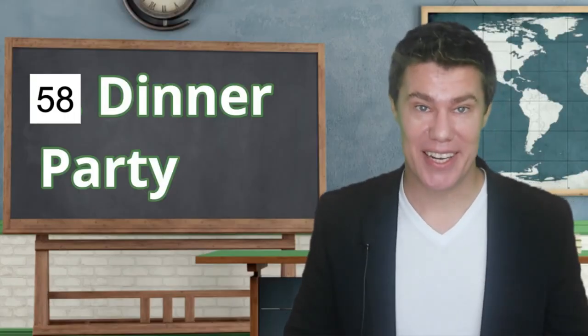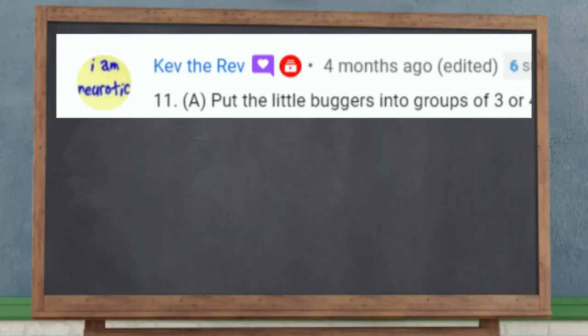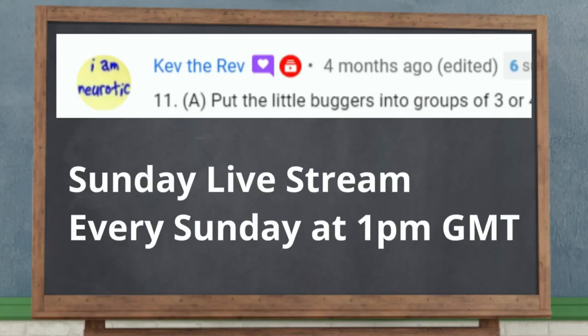Dinner party. Who sits where? This activity comes from Kev the Rev, a teacher who often shares ideas on our live stream every Sunday at 1 p.m. GMT. For this activity, place the students into groups of 3 or 4. Hand each group a blank A4 paper.